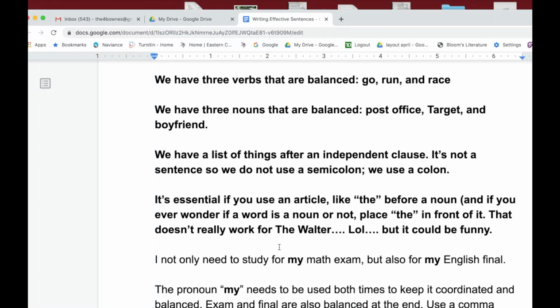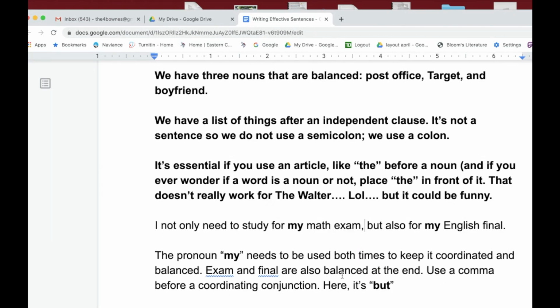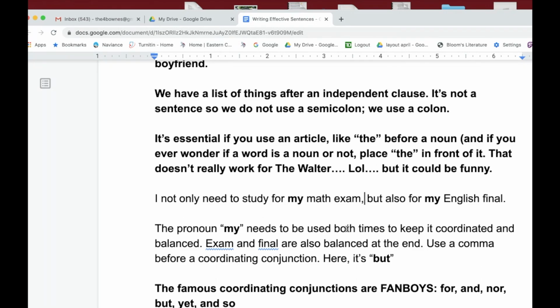That's maybe not that funny, but anyway, I not only need to study for my math exam, but also for my English final. Again, it has to be coordinated or in a way balanced, all right? Think of this, you know, this gets into parallel structure, but that's the fulcrum, all right? Think of this as a teeter-totter, all right? This is like 50%. This is 100 pounds here and 100 pounds here. It has to be equal, all right? This is the fulcrum. You want it to be balanced. The pronoun my needs to be used both times to keep it coordinated and balanced. Exam and final are also balanced at the end. All right, here's the word exam balanced with the word final, right? Different words, pretty much the same thing.